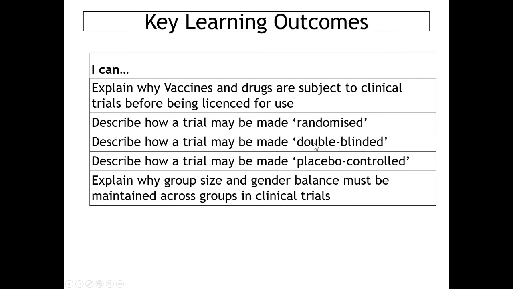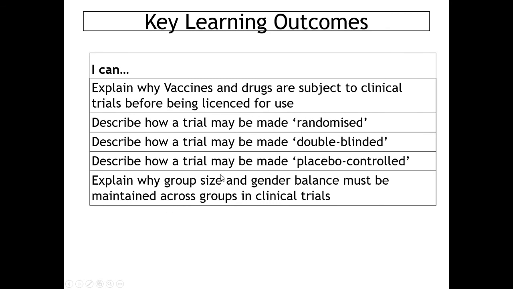Describe how a trial can be double-blinded. So double blinding involves both the participant and the researchers being unaware of which treatment group the participant is in. Describing how a trial can be made placebo-controlled. So a placebo-controlled trial is one where at least one of the treatment groups has not got the active drug under study being given to them.